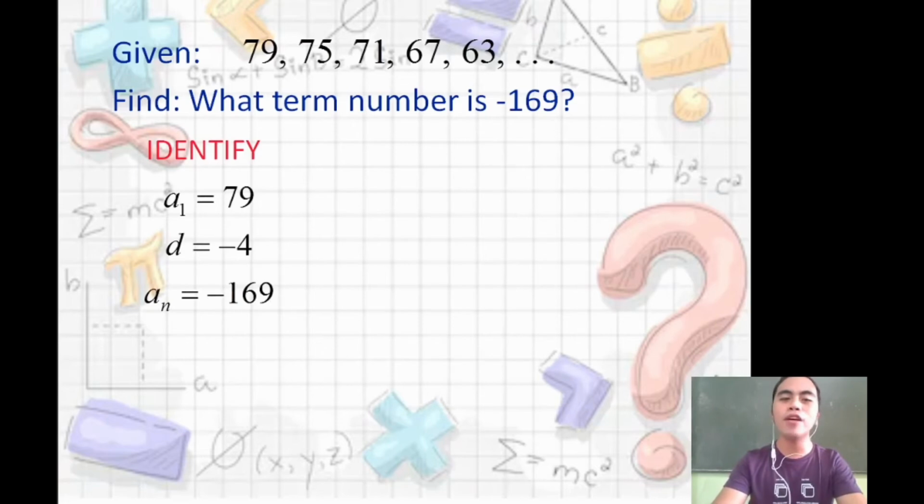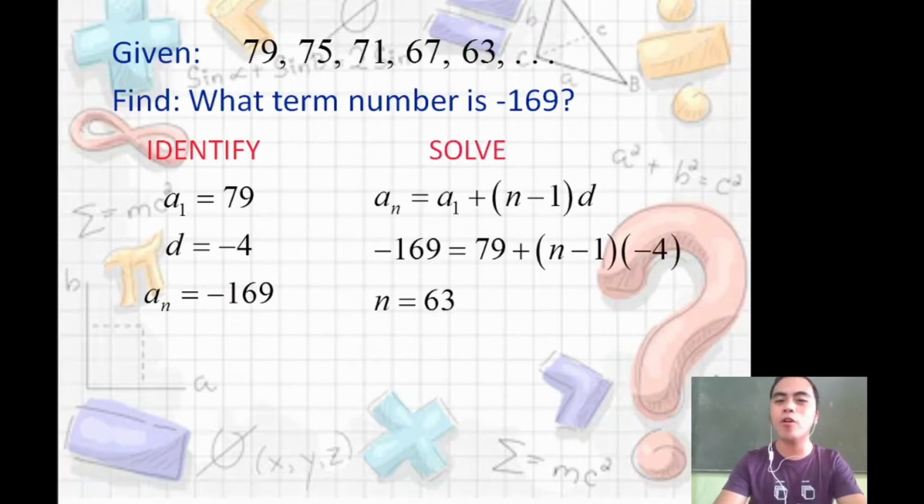First, you have your first term, which is 79. Your common difference is negative 4. And your a sub n is equal to negative 169. So using again the recursive formula, we will substitute the values of the givens into the formula.